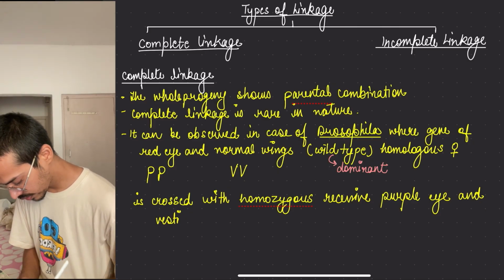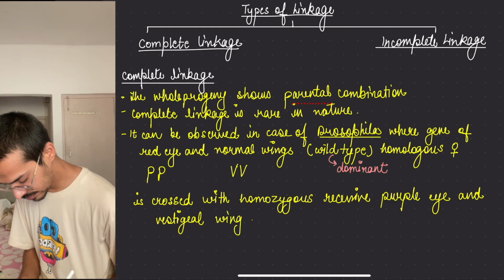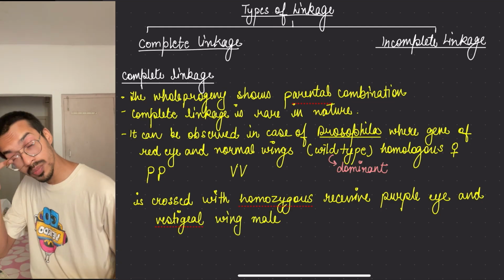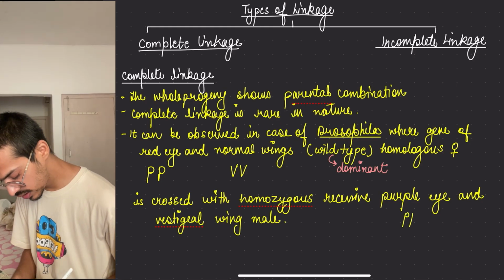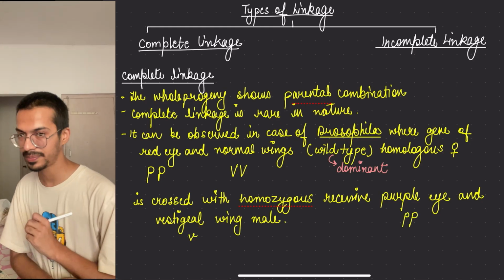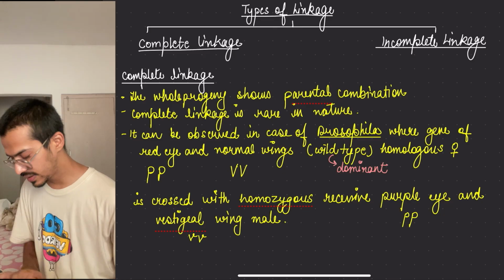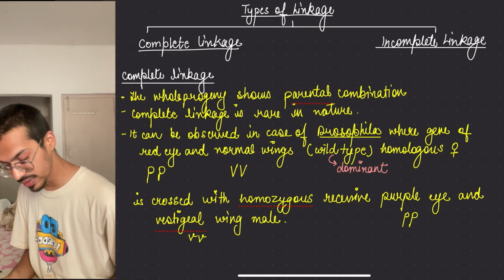Vestigial wing male. Okay, so purple eye would be what? Small. Small. Vestigial is small v, small v. Okay, this is being done. So what will we see?